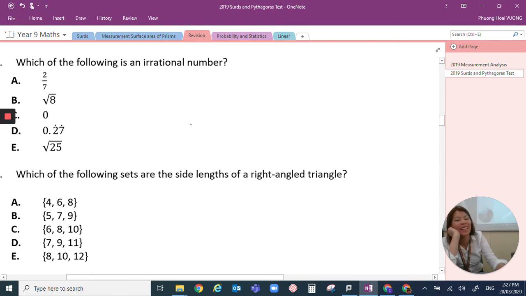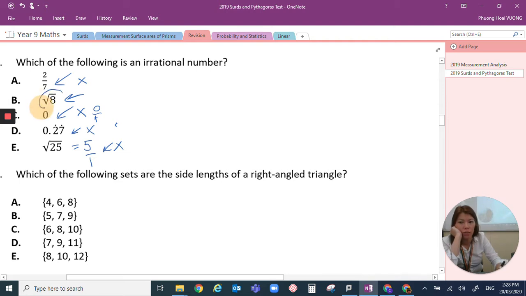Which of the following is an irrational number? So irrational means that it is not a fraction. So that's a fraction. Sorry about that. That's a fraction, so it's not irrational. That is 0, so not irrational, but it's 0 over 1. That is a recurring decimal, so it's also rational. So not what we want. That is equal to 5, which is also rational, so not what we want, and that surely cannot be worked out as a simple number, so that is our answer.